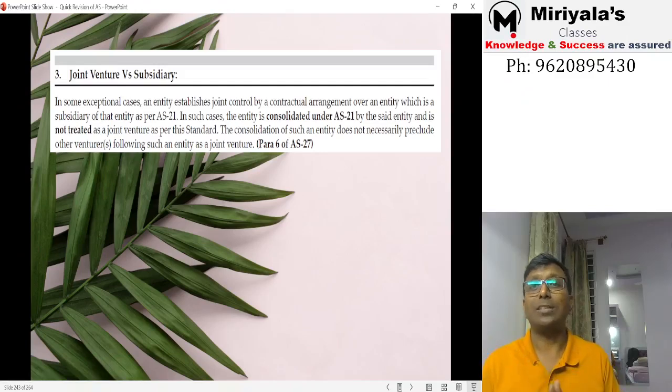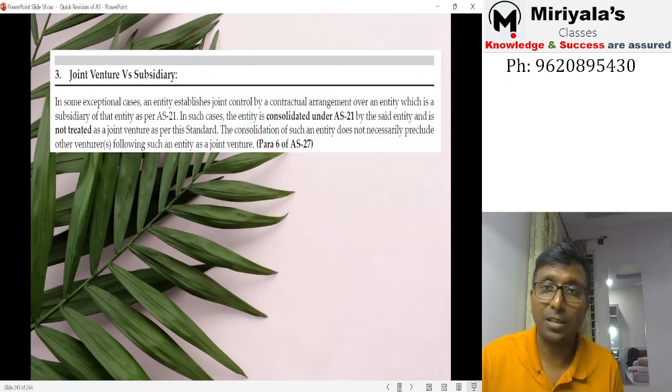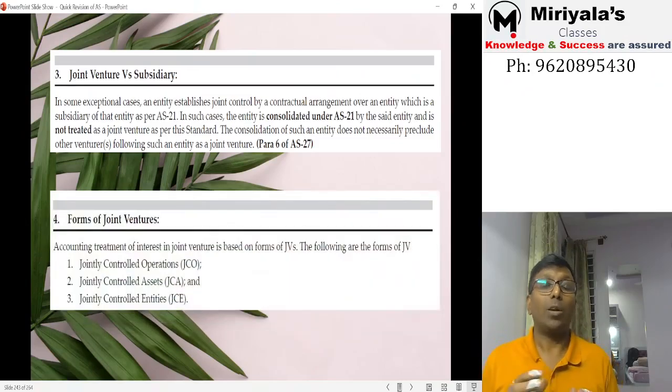Okay, but what the standard says is, if you have got more than 50% stake, you should follow only accounting standard 21, not accounting standard 27. That is the answer from this standard. Is it correct? Does it make sense? Maybe not making sense, but that is what the standard says.